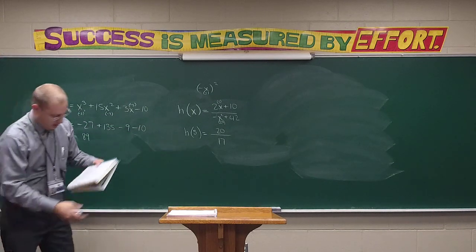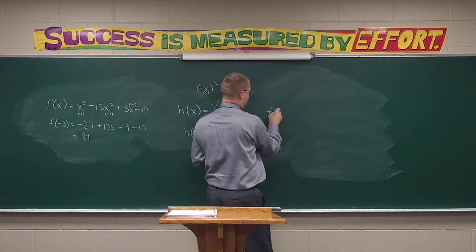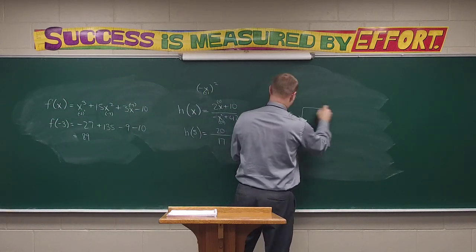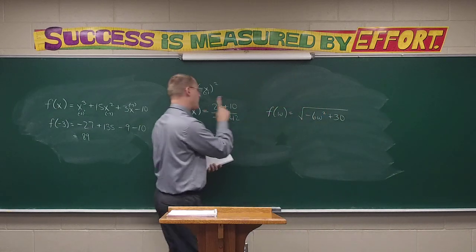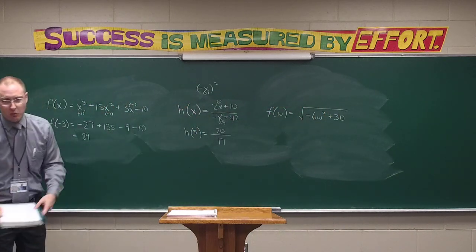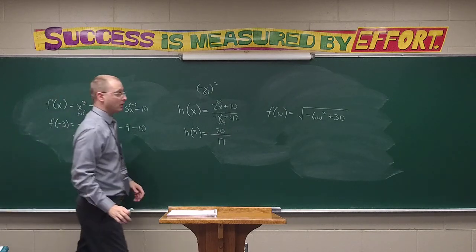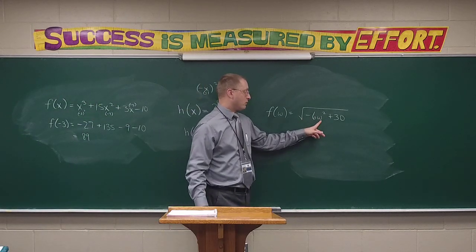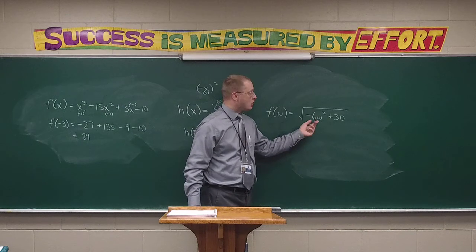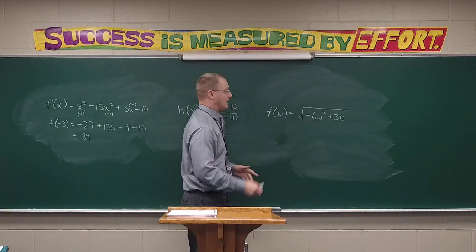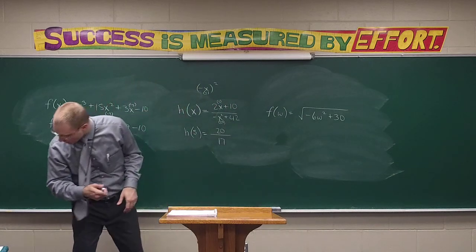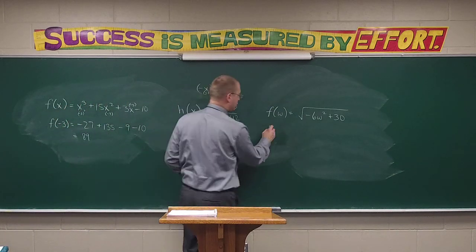All right. And then on the last one, we had f of w is equal to the square root of negative 6w squared plus 30. This is kind of the same idea as what we just saw. What is being squared here, class? The w, not the negative 6. So we're going to have to square whatever w value they give us, then multiply by the negative 6, then add the 30. And of course, they ask for f of 2.